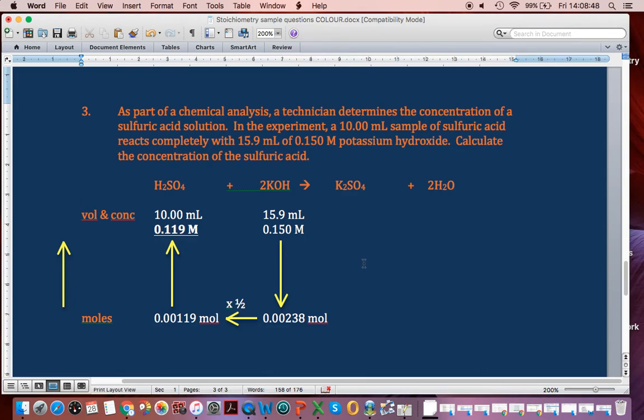Hopefully that makes sense. In Chemistry 12, this is the kind of calculation we do a lot of. This is an example of a titration, but it's all Stoic. So if you take Chem 12, you can't forget Stoic for next year.